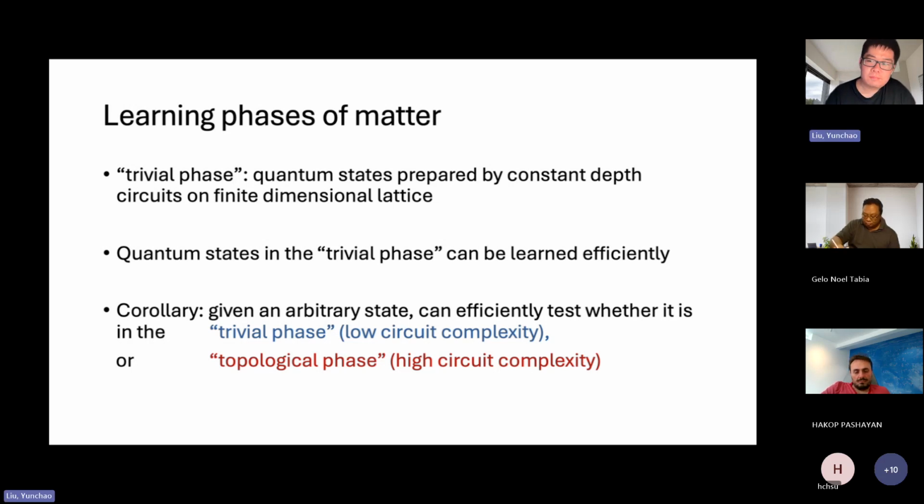Okay, so that's all for my technical descriptions. And any questions about these results so far?